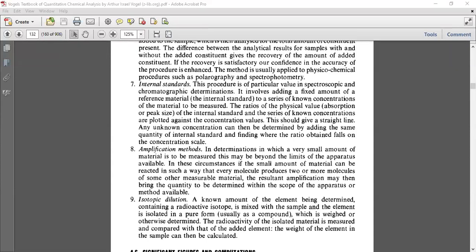See, whatever mail I have forwarded to you is related to our chapter, errors and statistics. Some background noise is there, I will just make it correct.